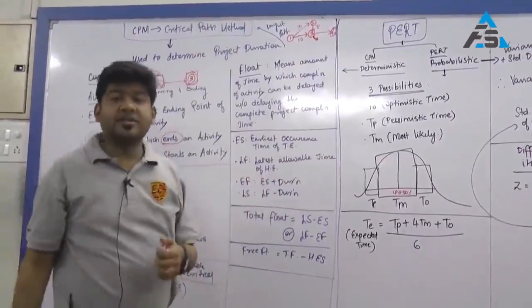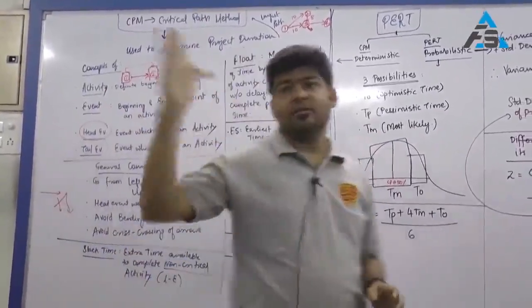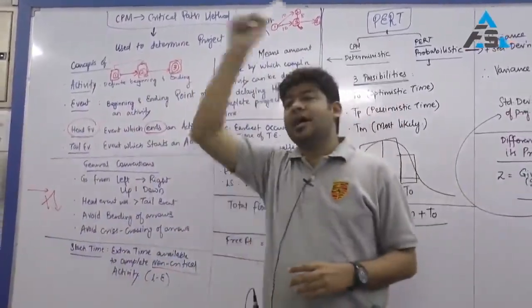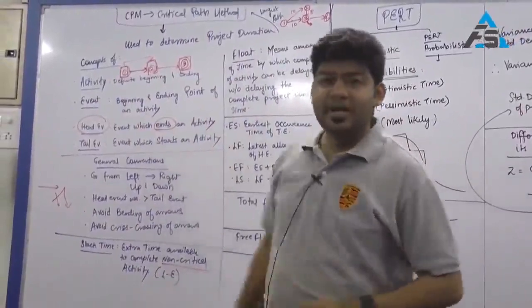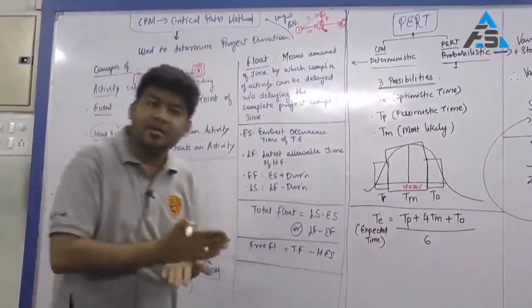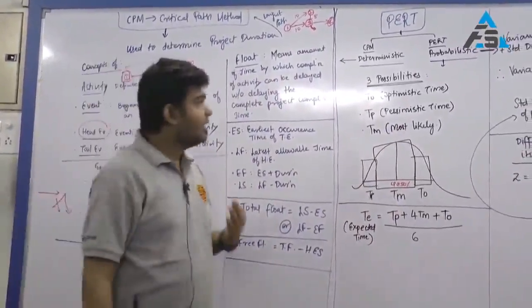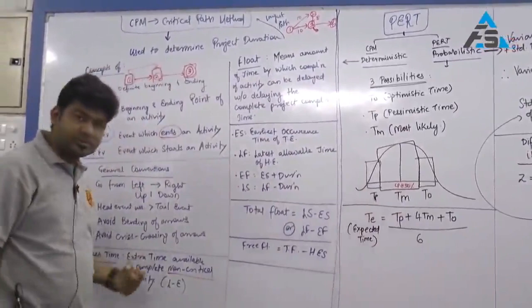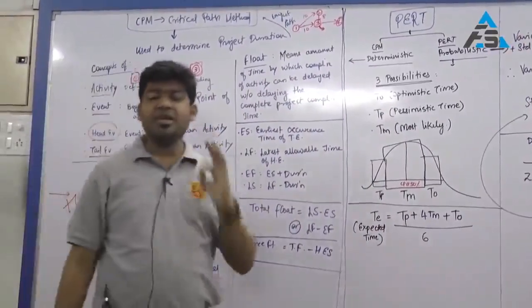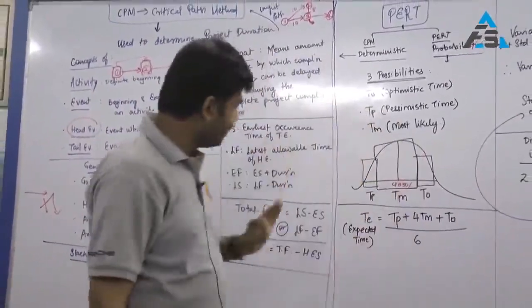Then is latest finish. When should the activity be completed at the latest, so that the project will not be delayed? So latest finish means by when at the last can the activity finish, so that the project is not delayed. So those are two important concepts to be kept in mind. For every event, calculate E and L, earliest start, latest finish.